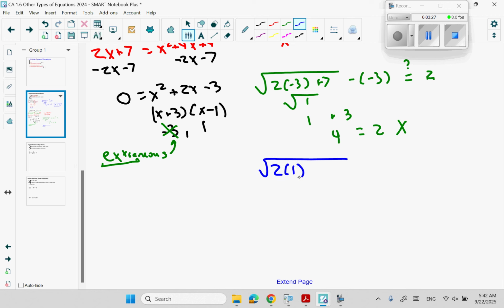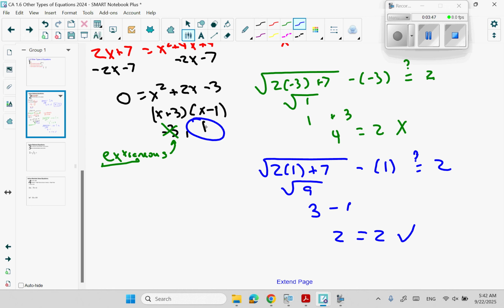So let's test positive 1. The square root of 2 times positive 1 plus 7, minus 1. Does it equal 2? 2 times 1 is 2, plus 7 is 9, square root of 9 is 3, 3 minus 1 is 2. Does 2 equal 2? Of course, so 1 is an actual solution.